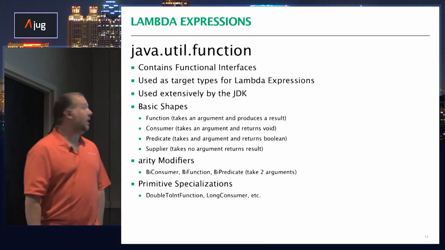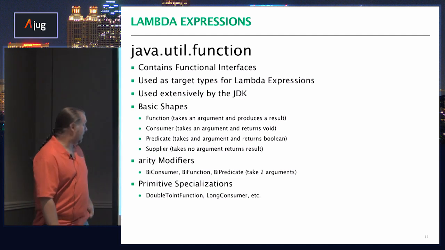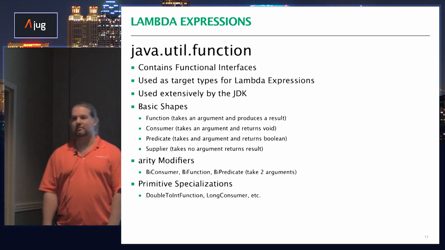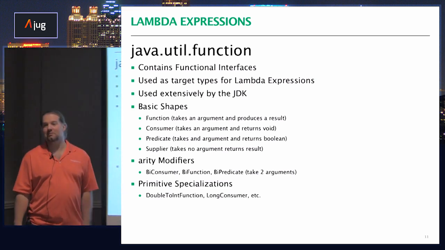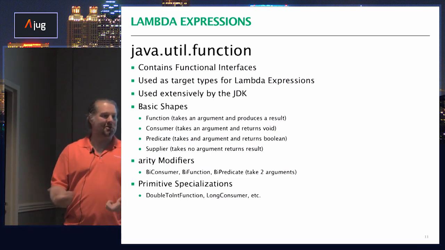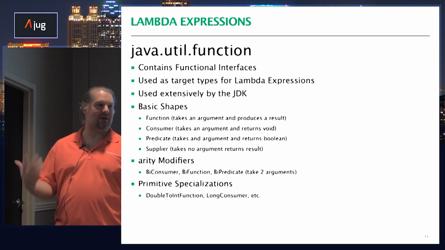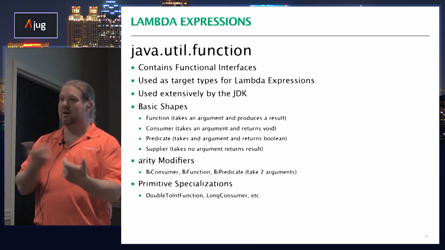Also in that package we have specializations. There are a ton of them, too long to list. There might be, I don't know, 15, maybe 20 of them. Things like double to int function, which does exactly what you think it does, takes a double, returns you an int. Or the long consumer, which is the consumer that takes a long and does nothing. And there are a whole bunch of those for most of the primitive types and most of the primitive type combinations.